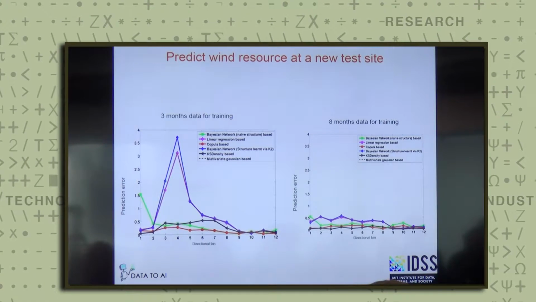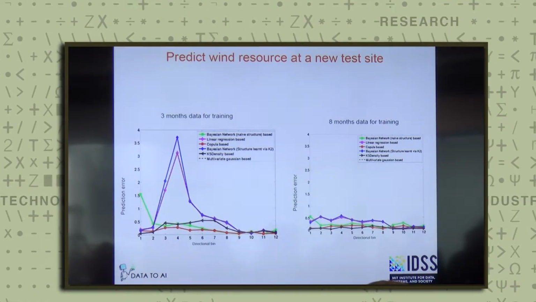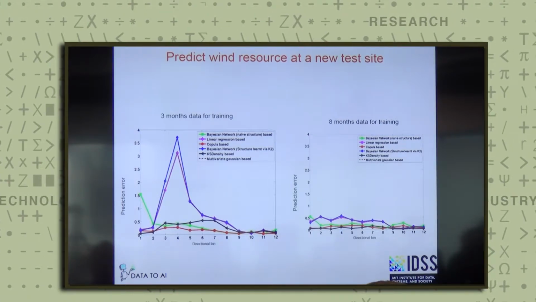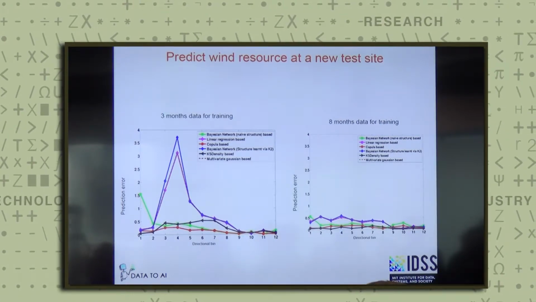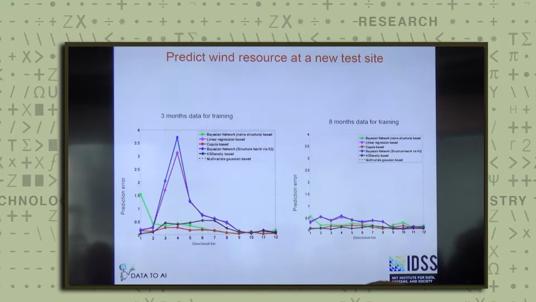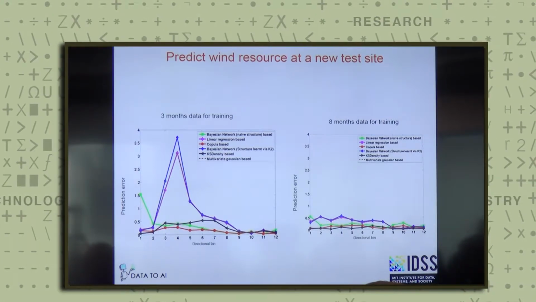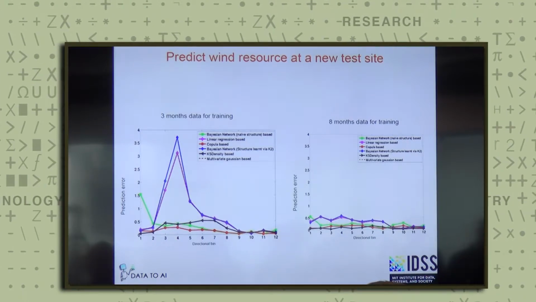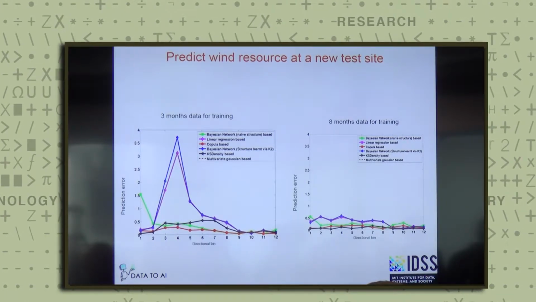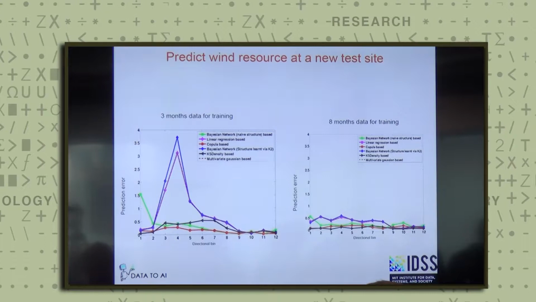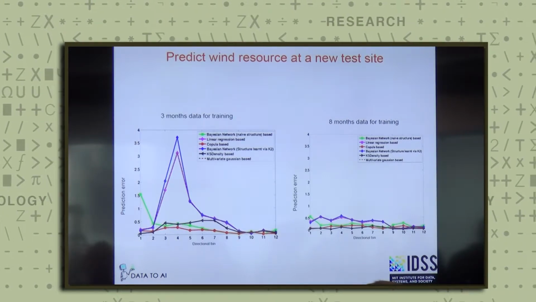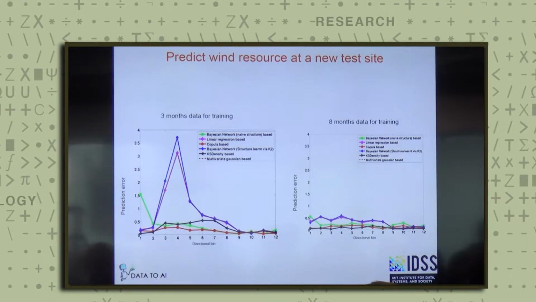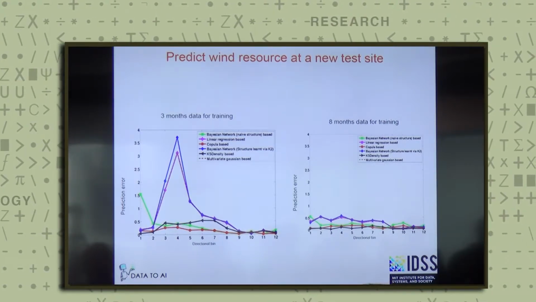So what you would notice here is that the pink and the blue ones are the industry standard. That's what was being used before we started using our models. And what you would see is that our models are the black and the red, and you'll see our error rates, on the y-axis, which we are trying to minimize, are as low as possible.